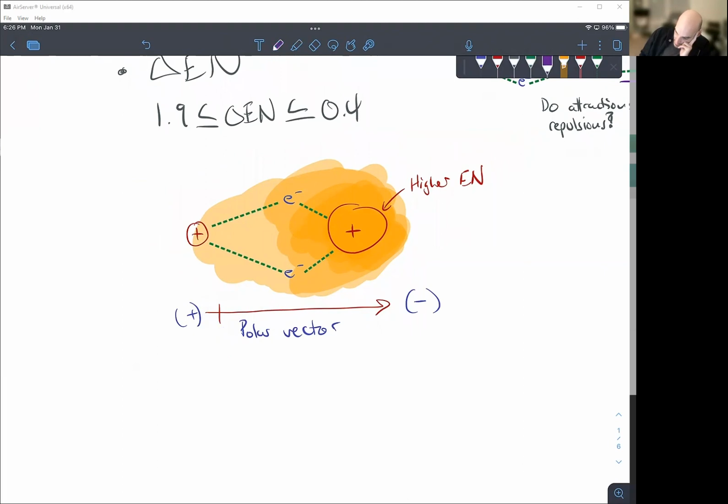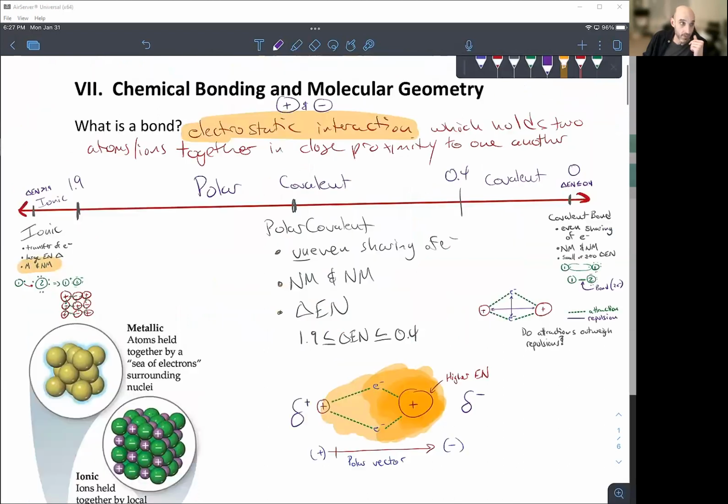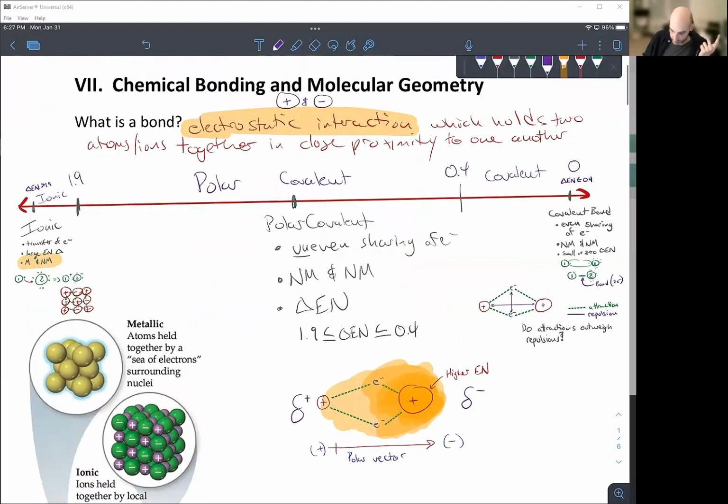The other way that we would say it is if one side has a charge and the other side doesn't. Slight charge, again, it's not a full charge. Because it's not a full charge, I would say that this side is slightly negative, this side is slightly positive. The small delta means not a full charge, but one side's positive, one side's negative. Okay, so that's bonding, right? That's pretty much what we see for bonding.